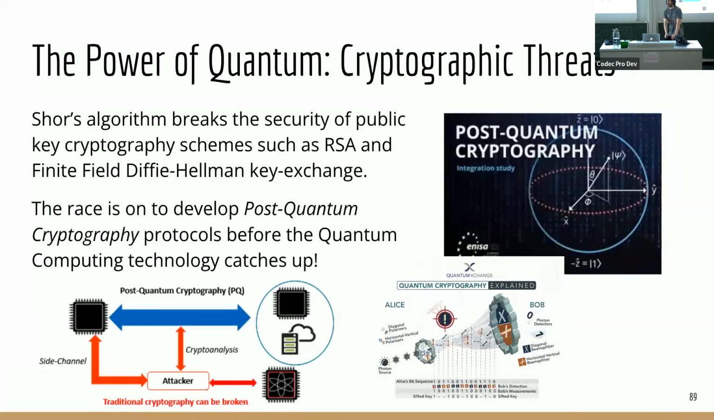And even now you might think, okay, who cares about factoring integers rapidly? This seems like kind of a nerdy subtopic. This has no real world applications. However, this is actually incredibly pertinent to modern cryptography because Shor's algorithm breaks the security of many public key cryptography schemes. So some well-known ones are RSA and also the finite field Diffie-Hellman key exchange.